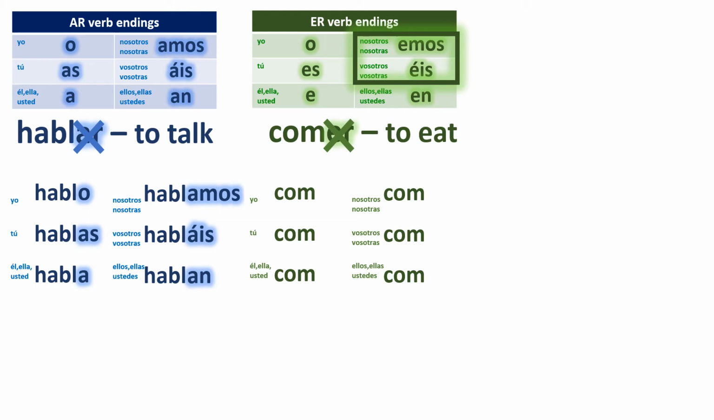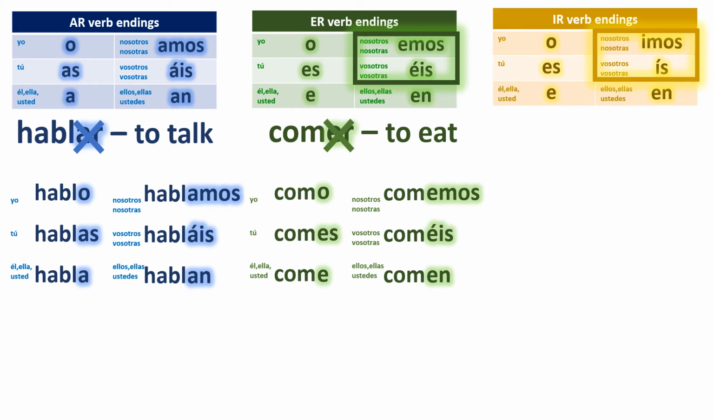Now we have to make the verb reflect each person. Let's conjugate. The present tense ending for the yo form for ER verbs is o. So I eat is como. You eat is comes. He, she, or you formal eats, él, ella, usted, come. Now let's go to the plural side. Nosotros y nosotras ends in emos. Comemos. Vosotros y vosotras ends in éis. Coméis. Ellos, ellas y ustedes ends in en. Comen.